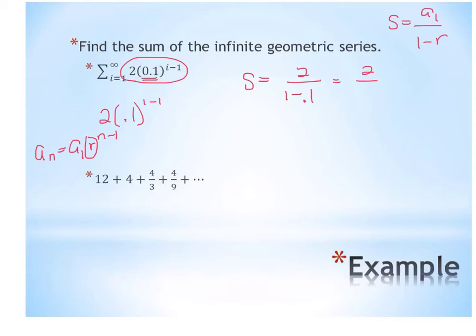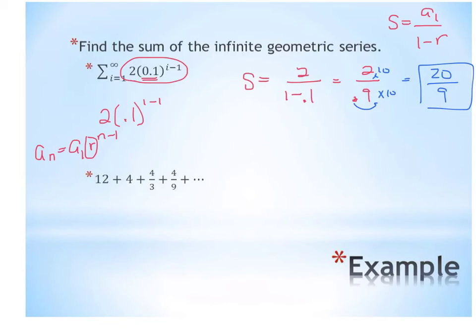So that's 2 over 0.9, and we do not leave decimals inside fractions. A quick fix for that is I need to move the decimal over 1, so that's times 10 on top and times 10 on the bottom. That is 20 over 9. That's what the sum is going to be. When I say approach, if you graphed it, that's its asymptote that it's getting close to.